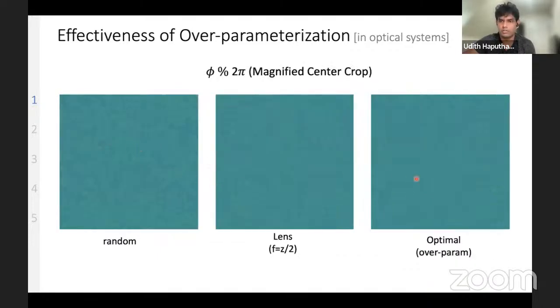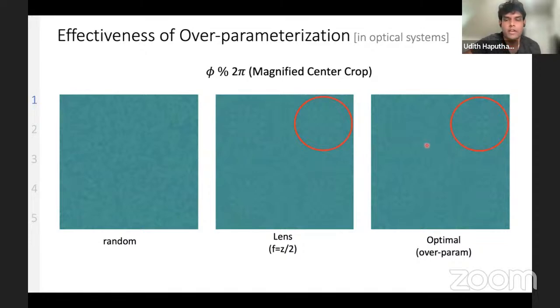What we can observe is that in this over-parameterized design, we have some features that are similar to the lens, but they are not the same. In the lens, it is distributed in a very symmetrical manner because it is a lens, but here, since it has the flexibility, it learned different things in different parts. And it actually makes the loss even smaller than the ideal lens.